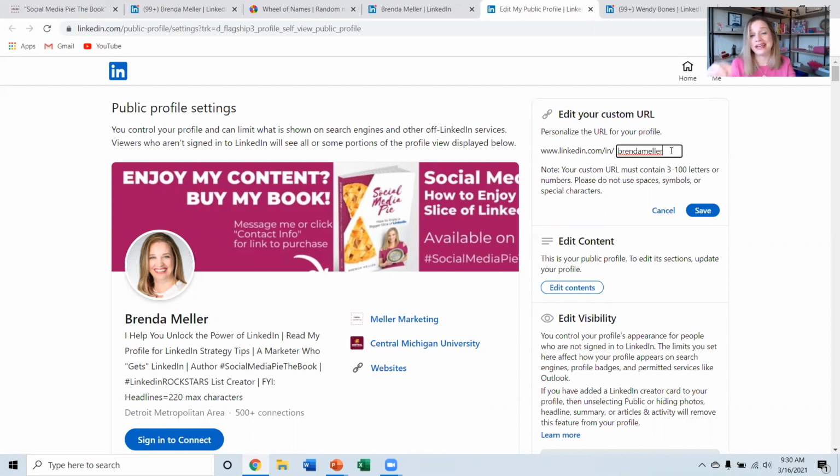save. If somebody else is already using it, you might need to put a middle initial or your state or something at the end of it, or a keyword. But hopefully that helps you out and you'll be able to update.